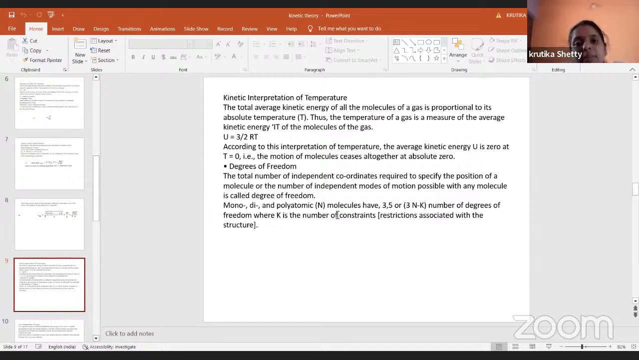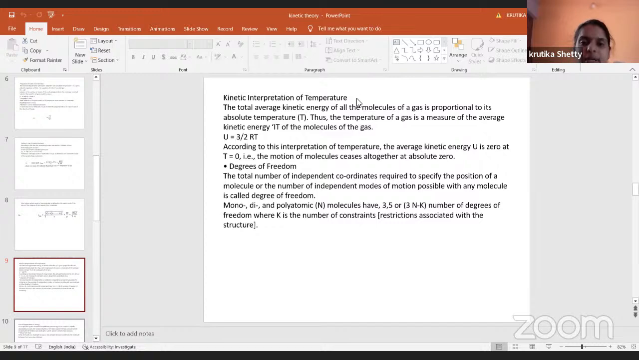K is the number of constraints. Number of constraints means the restrictions associated with the structure. For example, as I told you, if you are going from your home to college, 4 independent ways are there. If some construction is going on in one of those ways, it is a constraint, a hurdle for you, right? So that is 3n minus k, and that is the degree of freedom.